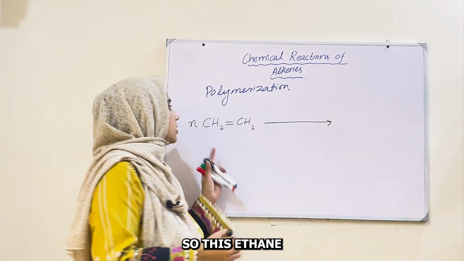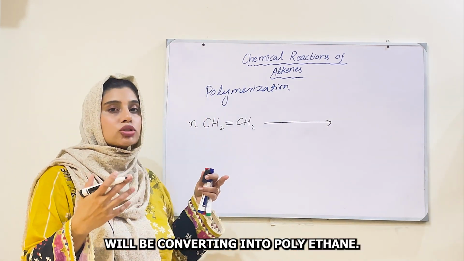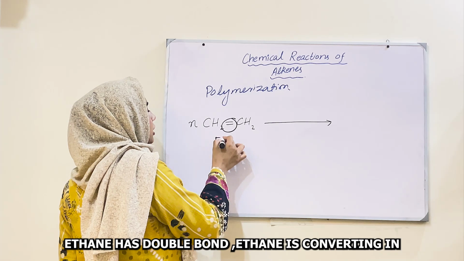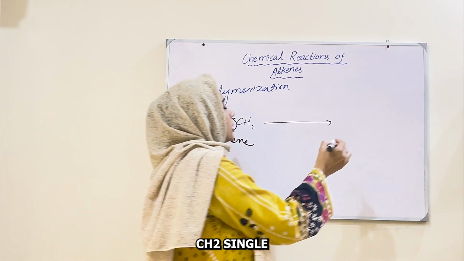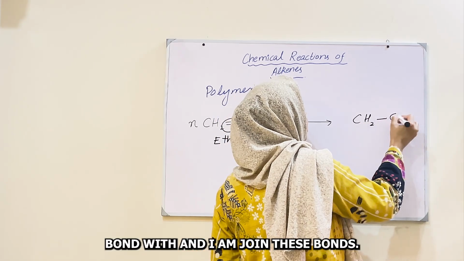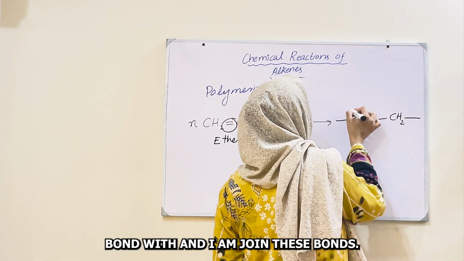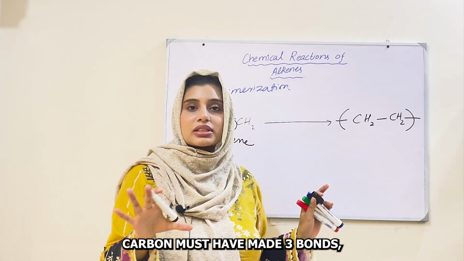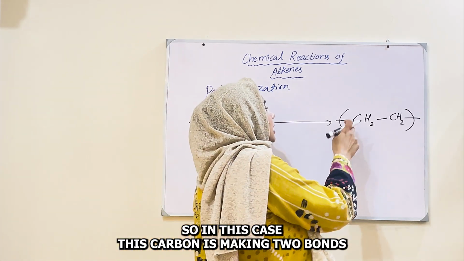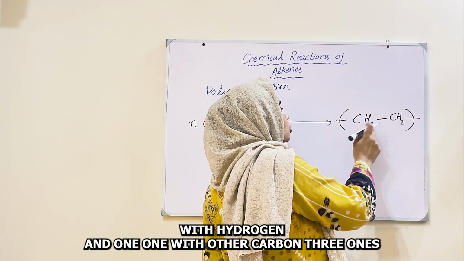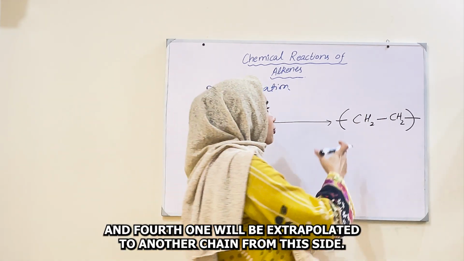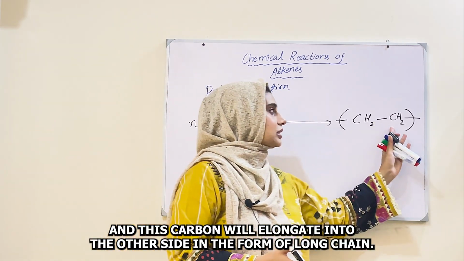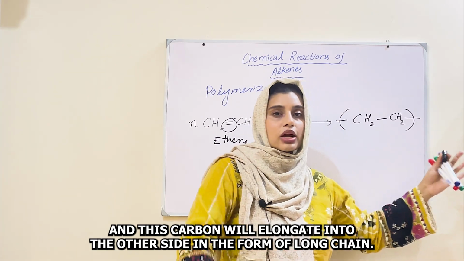So this ethene will be converting into polyethene. Ethene has a double bond. Ethene is converting into CH2 single bond with CH2, and I am drawing these bonds. That means the chain is going on from both sides. Carbon must have made 4 bonds now. So in this case, this carbon is making 2 bonds with hydrogen and 1 bond with the other carbon, 3 bonds, and the 4th one will extend to another chain from this side, and this carbon will elongate into the other side in the form of a long chain.